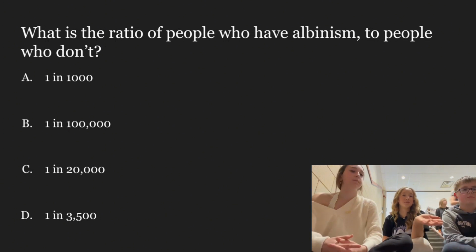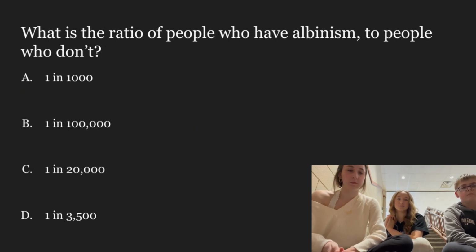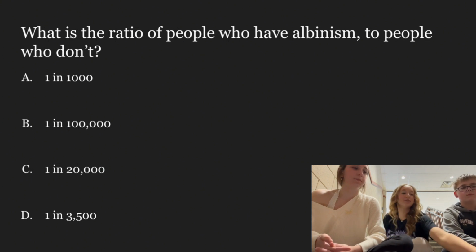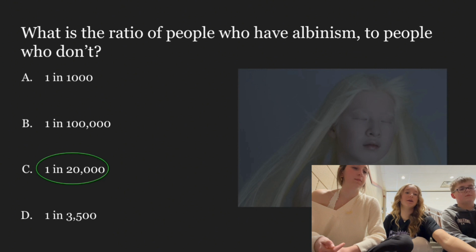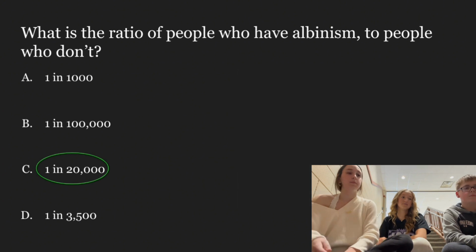Okay, so the first question we have is, what is the ratio of people who have albinism to people who don't? I'm just going to give you guys a second to answer. Okay, so the answer is C. 1 in 20,000 people have albinism.